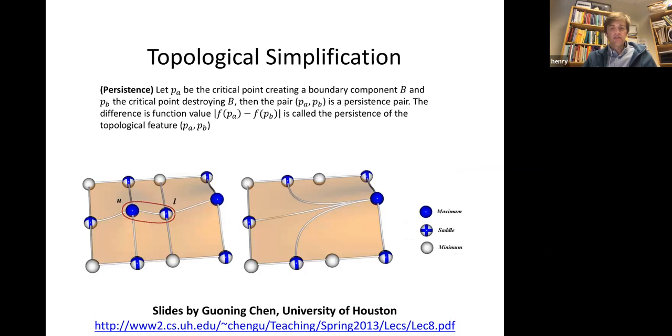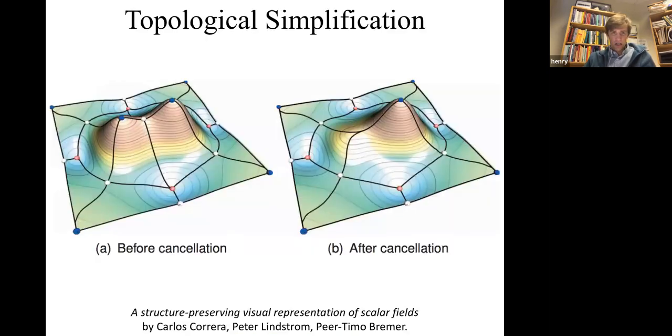You can do this for functions defined not only on 1D, but also on 2D. So here, U is a maxima, L is a nearby saddle point, and we can cancel those to get a simpler function with fewer cells. Here's a more complicated picture. We have two peaks with a saddle in between, and we can cancel the saddle with the closest peak to get a simpler representation.